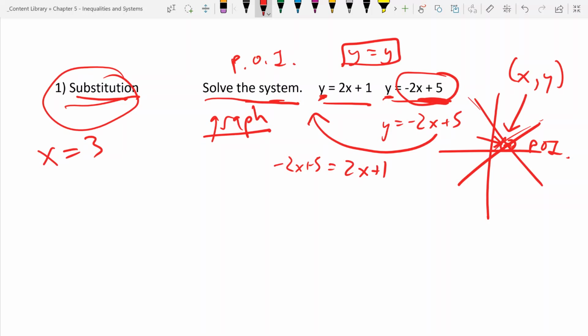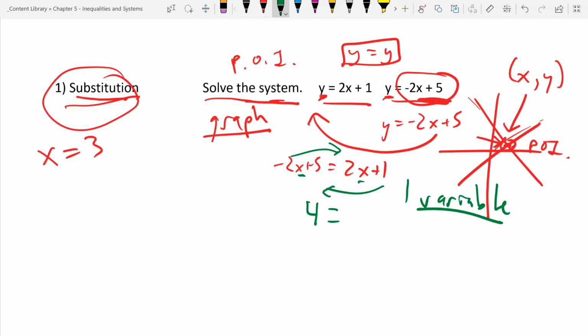This is great. The reason this is great is because we can solve it. It only has one variable. It only has x. That's good. Before it had x and y, so we wouldn't be able to actually find out what x was. So we're going to use some algebra to rearrange. We'll move the 1 to that side and the negative 2x to that side. So 4 equals 4x. Divide both sides by 4. x is equal to 1.